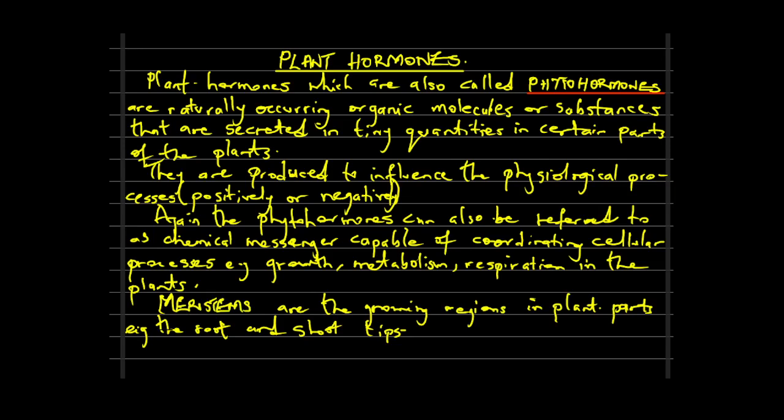We need to know, let it be clear, that it is at the meristem. Example, we have the shoot and the root. That is where we refer to as the meristem. It is at those regions that we refer to as the growing regions. Those are the positions where these particular phytohormones are produced. Like I told us earlier on, we have several of these hormones, so we'll be looking at a couple of them.